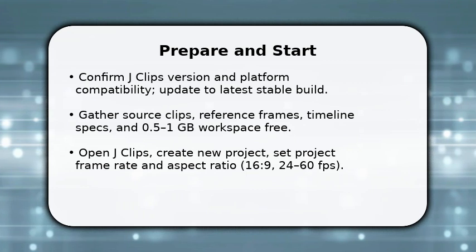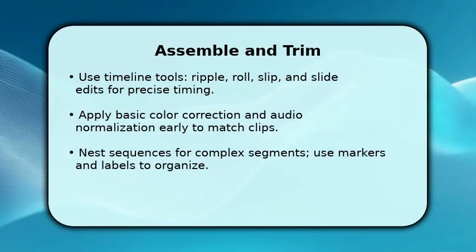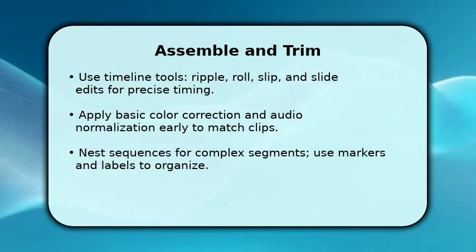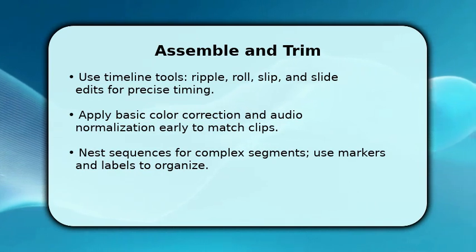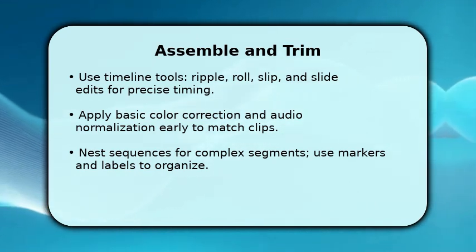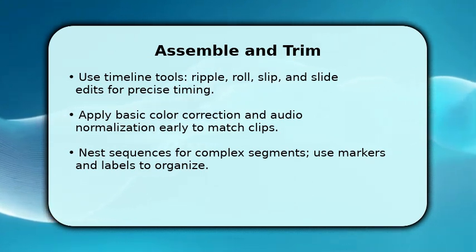You now focus on execution. Assemble and refine. Start with trims using ripple and roll edits to tighten timing. Small trims change pacing significantly. Once rough cuts are locked, apply primary color correction and normalize audio so transitions read smoothly.